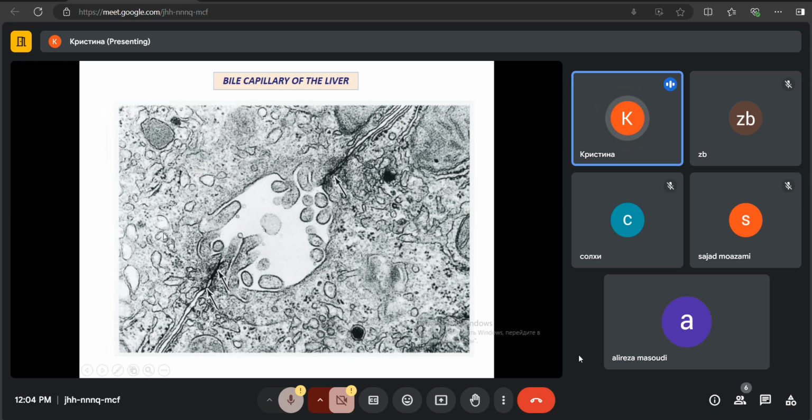Here we have a lot of smooth endoplasmic reticulum, which looks like the vesicles and tubules and cisternae of different shape. These are the major organelles which serve to produce most of the components of the bile. The bile contains the phospholipids, some other lipids, cholesterol molecules, so they all are produced by smooth endoplasmic reticulum. So this is why it is very well developed in this part of the cell.